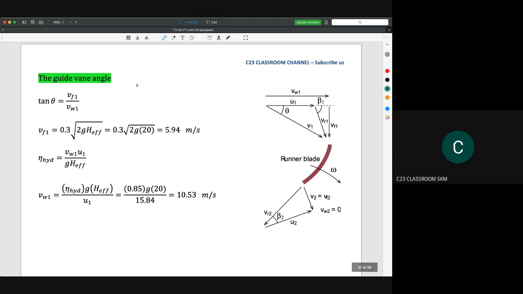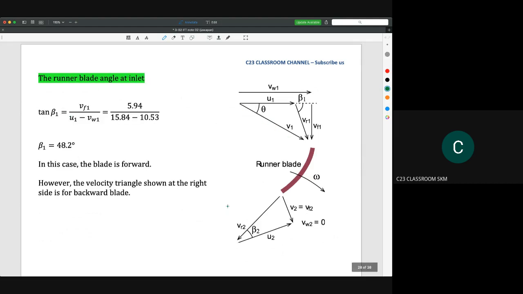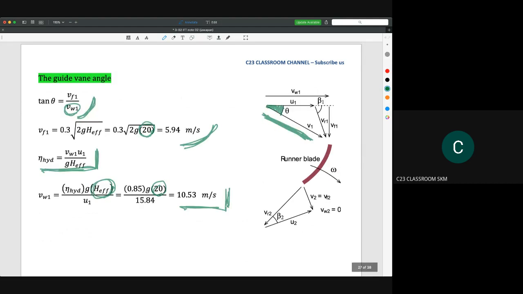And then the guide vane. The guide vane is the vane here to make sure that the water will flow at a certain angle. So we take this angle and then we could calculate it by using this correlation. We could calculate the value of Vf1 by using this one. Again, we take 20 meters as the effective head. To get the V1 here, we could use the equation of hydraulic efficiency. So we substitute everything again. The effective head here is 20 meters. So we get V1 is 10.53. And finally, we could use all of that to calculate the value of tangent theta here.